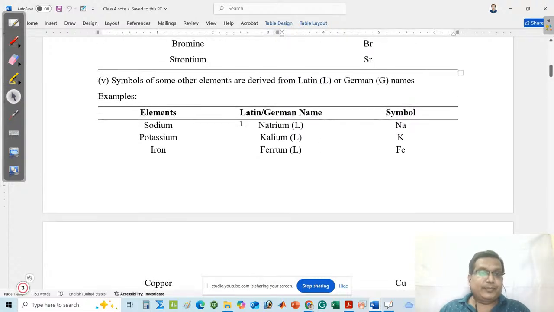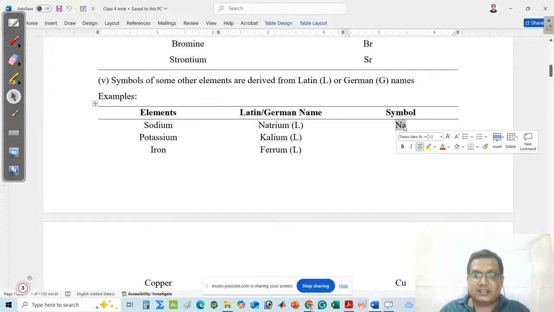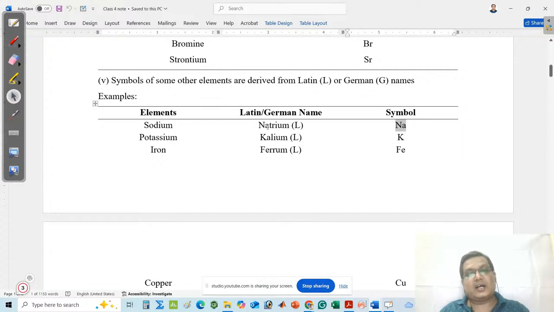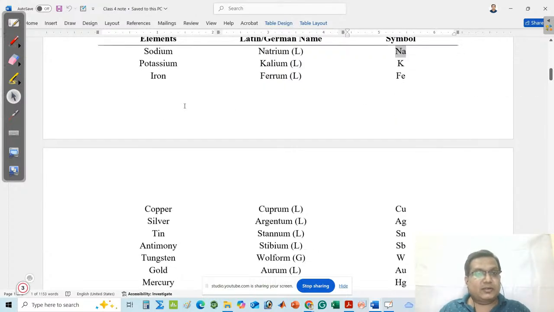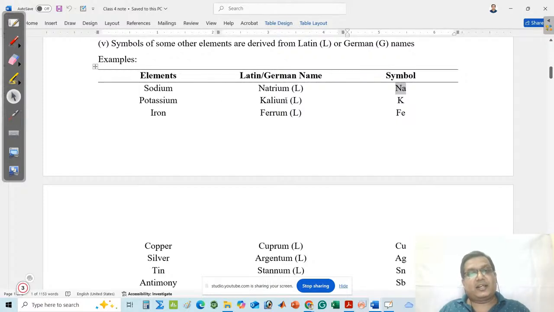Look at that. Here we think about sodium. Here we cannot use the symbol as S or SO or SD like that. The symbol of sodium is Na, and Na is completely related to the Latin name of sodium, that is natrium. The Latin name of sodium is natrium. That means here we think about Na. The first two letters are Na, so the symbol is Na. Next, move to potassium. The Latin name is kalium, so we think about K.